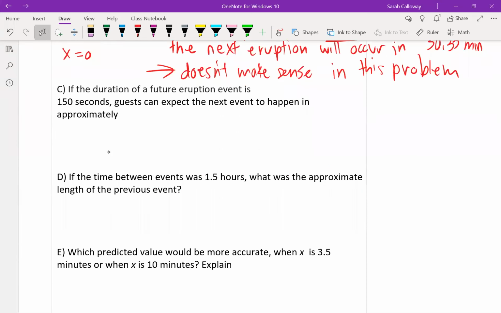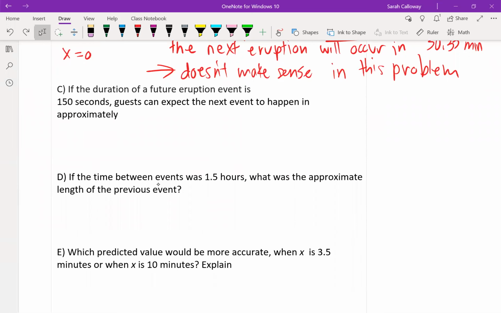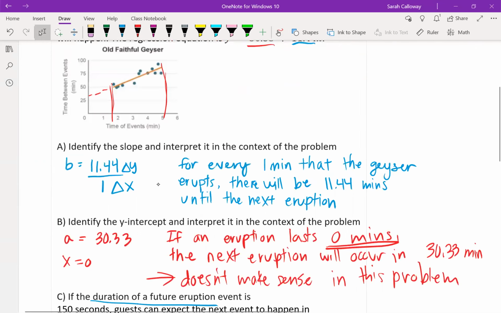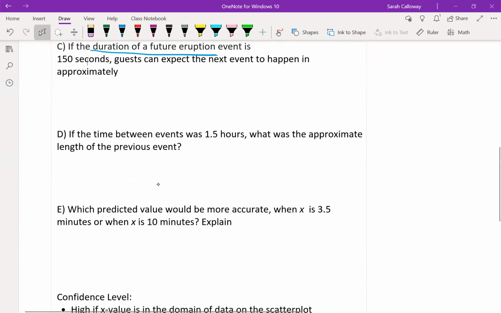Part C is now asking us, if the duration of a future eruption event is 150 seconds, guests can expect the next event to happen in approximately what? Okay, so the duration of an event is which variable? So duration of the future eruption represents the time of the event, not the time between events. So that means that this is an x value.